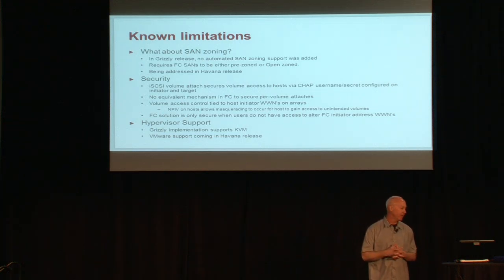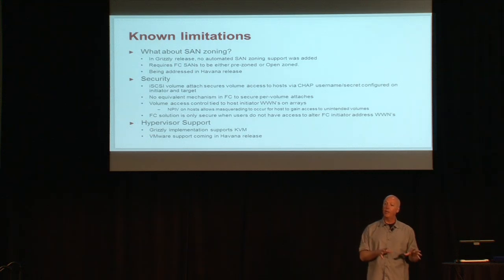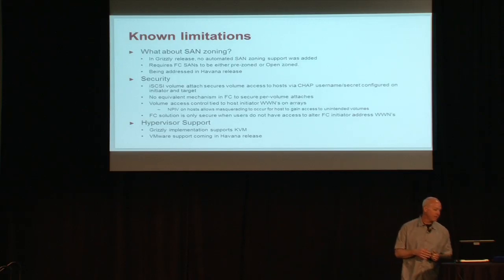That's certainly an option. But what is coming is a second phase of Fibre Channel work that Edgar referenced, a second blueprint for Havana that is going to address zoning. So we're going to talk about that here in a couple of minutes, and Andrea will go through that. But that's something to know about as a limitation for the current Grizzly implementation.